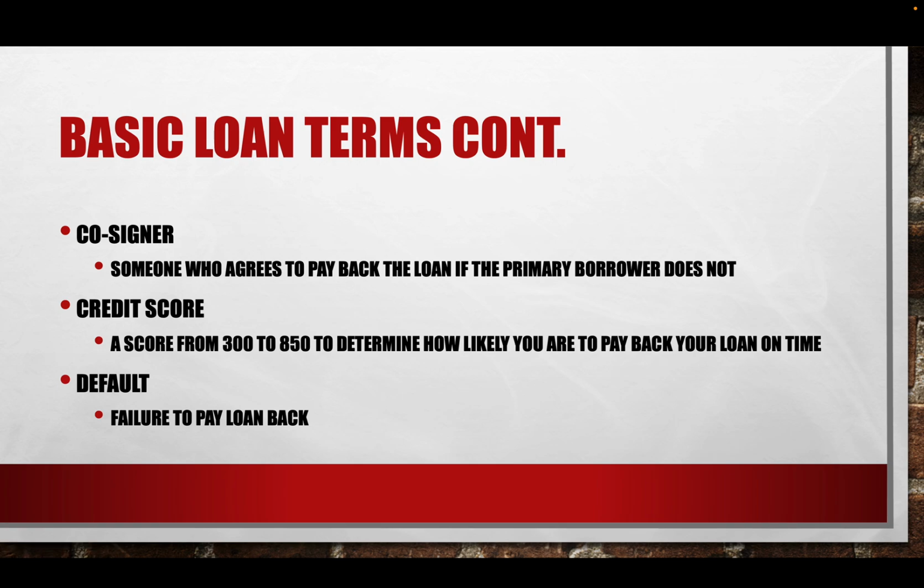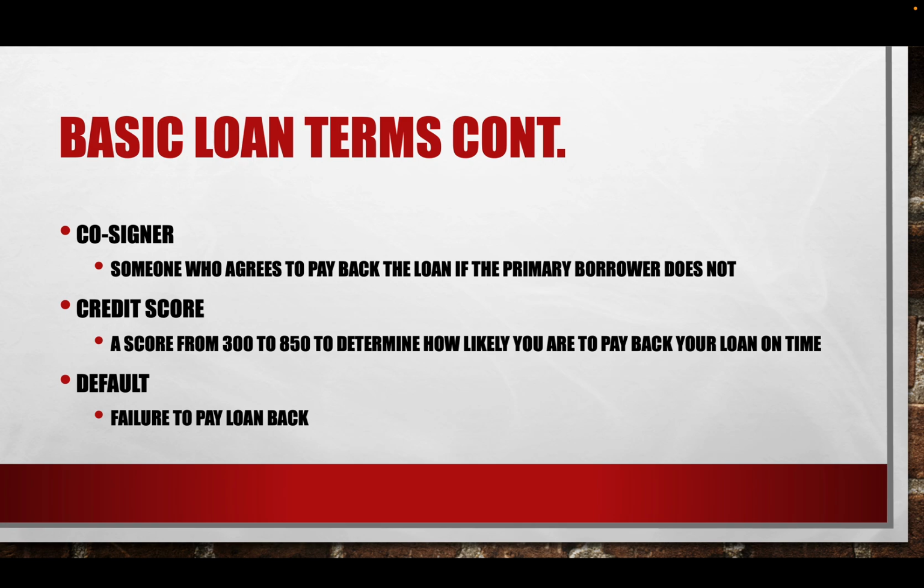A cosigner is someone who agrees to pay back the loan if the primary borrower does not or cannot. According to Experian, a lender may ask you to add a creditworthy cosigner to your application for the loan if you don't qualify on your own because of credit or your income. Adding a cosigner with a good credit score can sometimes result in a lower interest rate. This is because the responsibility and obligation are now spread across two people or multiple people. Some examples of cosigners are often the borrower's close friends or family members that can help them include them on the loan.